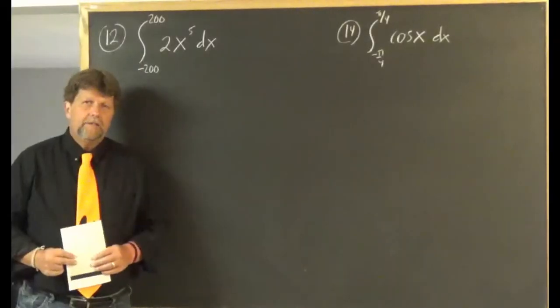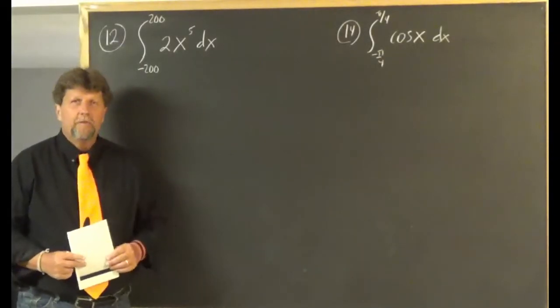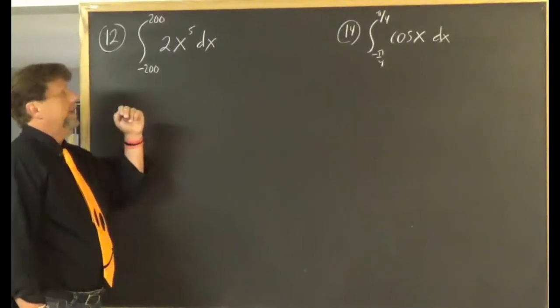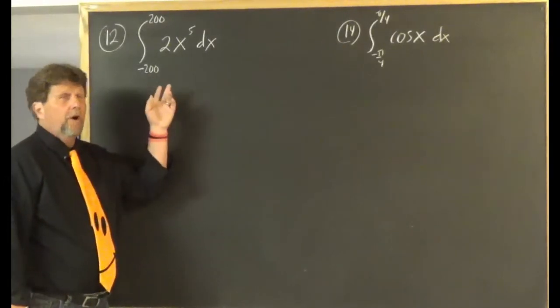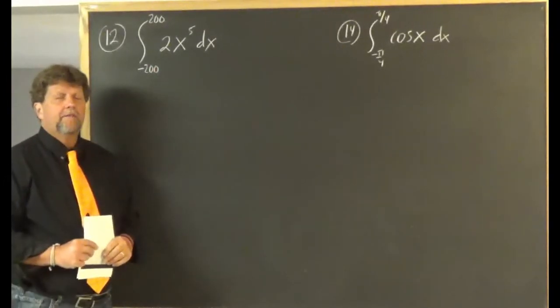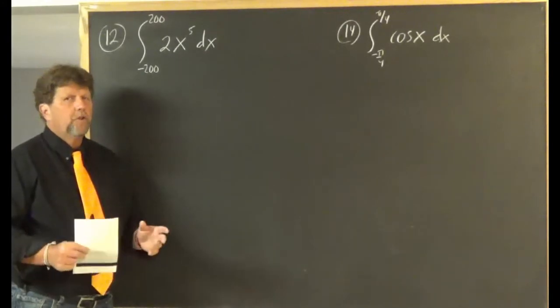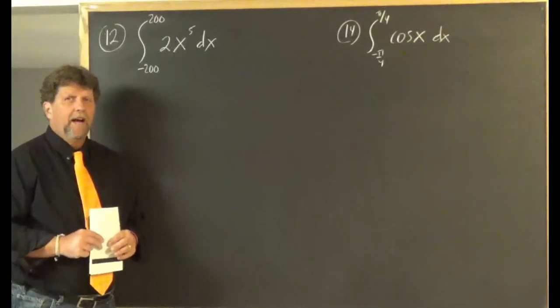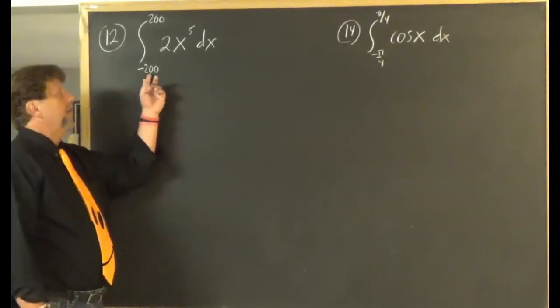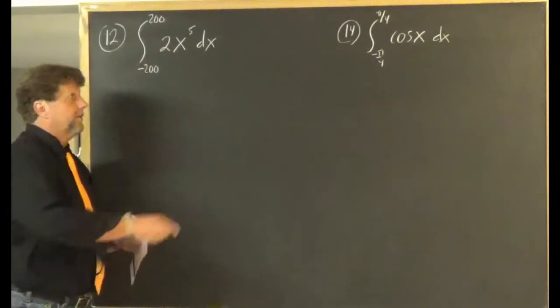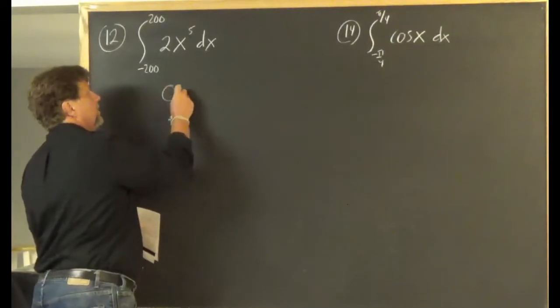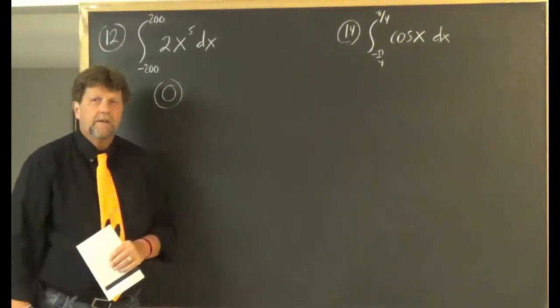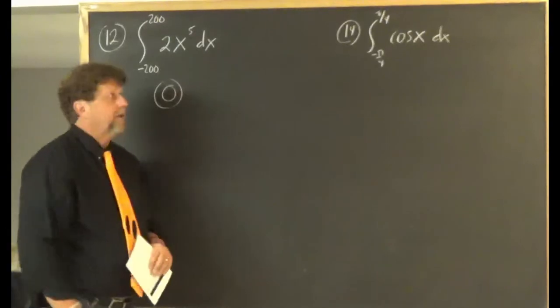All right, let's see how you did in doing numbers 12 and 14. So number 12, integrate from negative 200 to 200, 2x to the fifth. Well, 2x to the fifth is an odd function. So since we have an odd function on the interval negative 200 to 200, the value of this definite integral is 0. That was pretty quick.